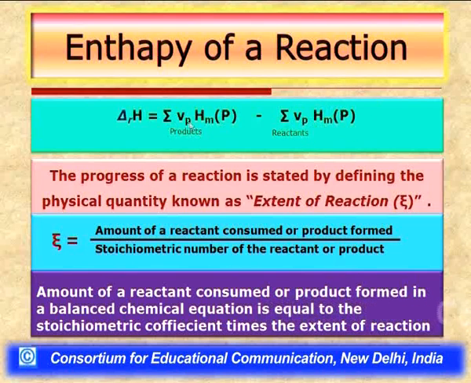What it means is that if we multiply the stoichiometric coefficient of a particular product with its molar enthalpy, then take the sum of this product over all products, and from this total sum subtract the sum of products of stoichiometric coefficients times the molar enthalpies of the reactants, then it is equal to the reaction enthalpy. So it is very simple: the sum of molar enthalpies of products minus the sum of molar enthalpies of the reactants is equal to the reaction enthalpy.